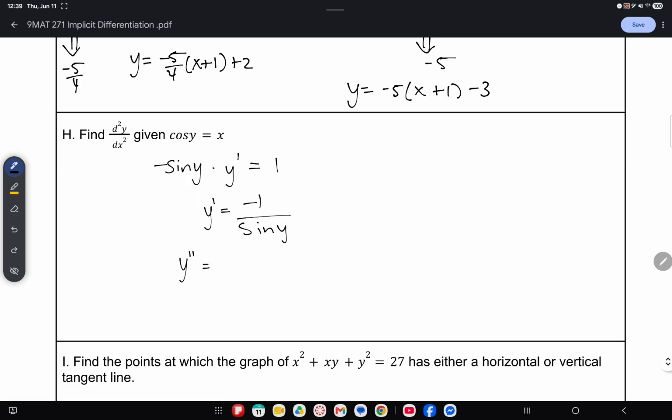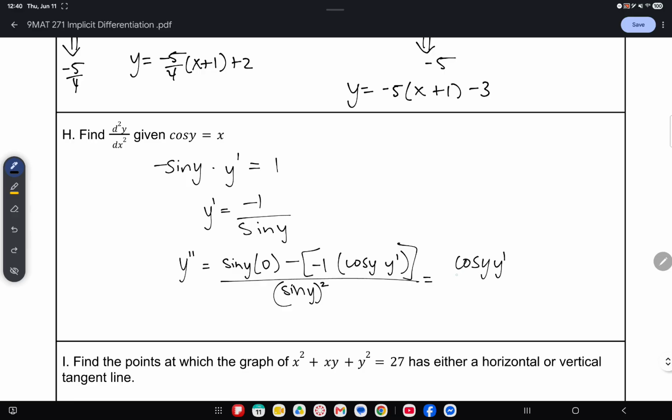So low d high minus high d low all over low low. So I'm going to clean things up. Shouldn't have written so big and such in the middle, but sine of y times 0 is just 0. And then negative and a negative is going to make a positive. So that's cosine of y, y prime over sine of y squared.